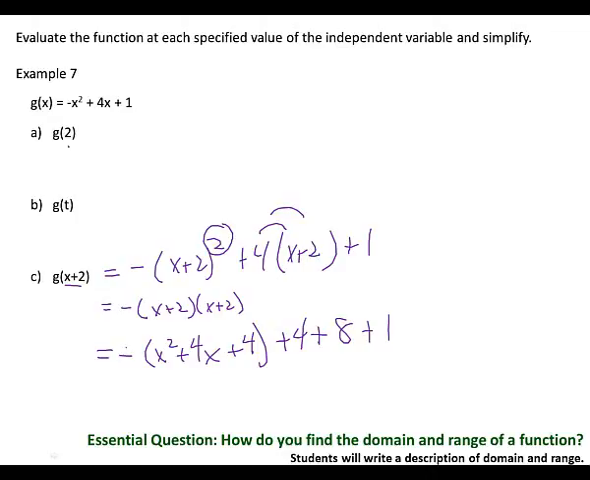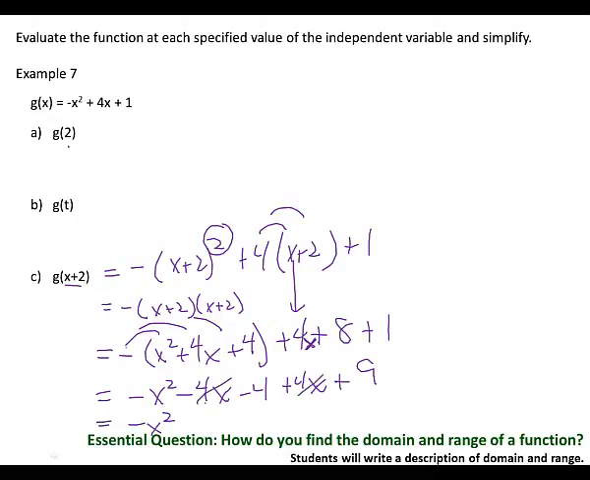What do I still need to do with this negative sign? Distribute it, so I get negative x squared minus 4x minus 4. I lost an x here, didn't I? Right there. Okay, plus 4x, what's 8 plus 1? 9. Okay, so if I simplify one more step, I get negative x squared. What happens with the 4x's? Cancel. Negative 4 plus 9 is 5. Yeah, not too terrible.